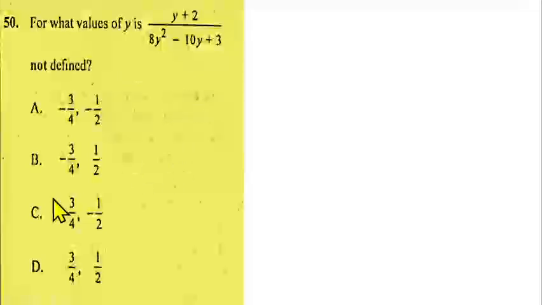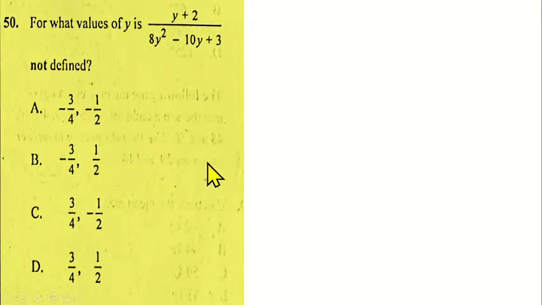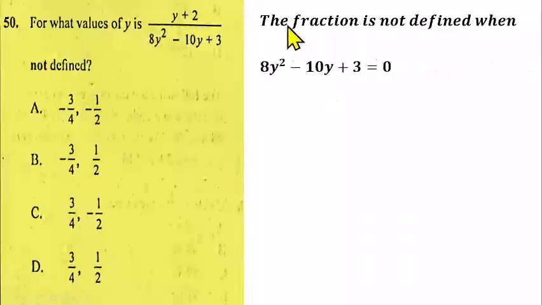And the last question for today is question number 50, which is from the undefined fraction. You have to find the value of y that makes this fraction undefined. Of course, we know that a fraction will be undefined when the denominator is equal to 0. So for this fraction to be undefined, the denominator, which is 8y squared minus 10y plus 3, must be equal to 0.